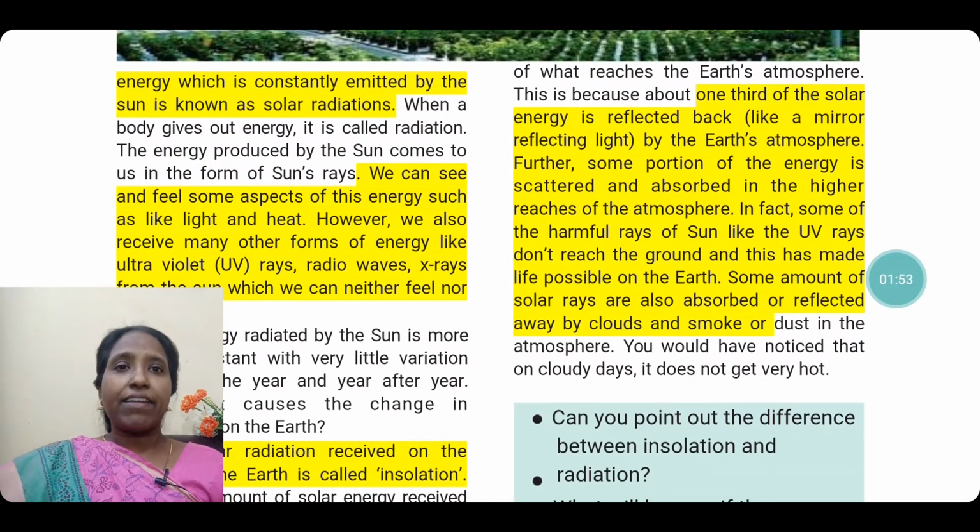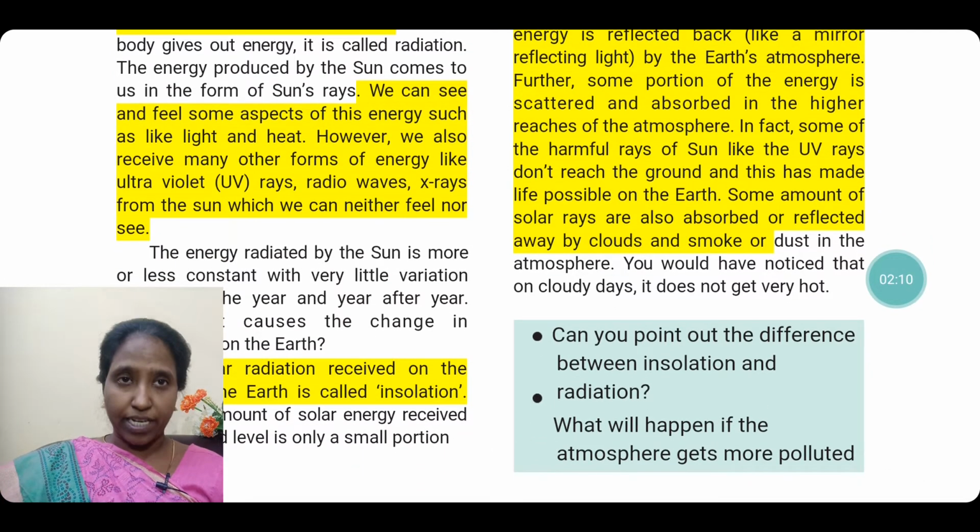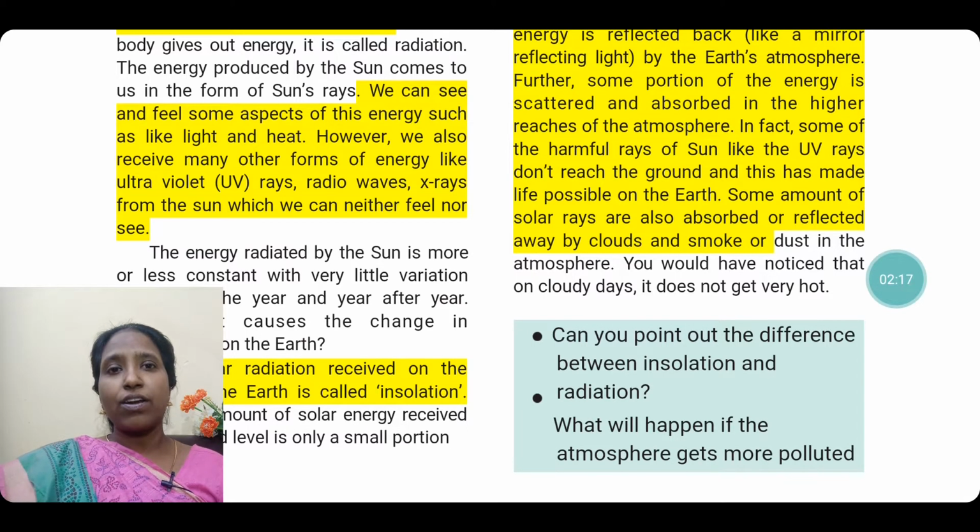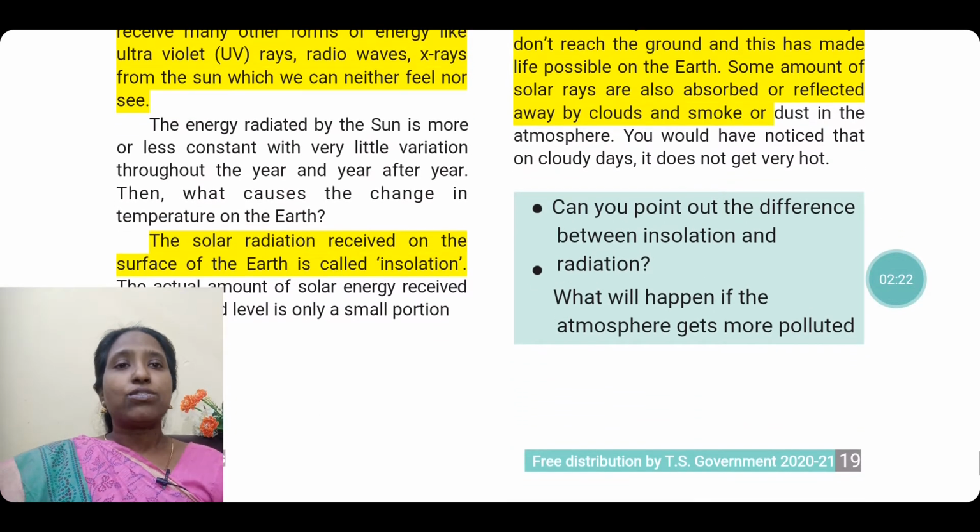We can see and feel some aspects of this energy. This energy means the solar radiation. We can feel certain aspects, certain characters of this solar radiation. That is, heat and light, we can feel them. But there are many other forms like ultraviolet rays, UV rays, radio waves, X-rays from the sun, which we can neither feel nor see because they are not in our range of looking at them. We cannot feel them. The solar radiation received on the surface of the earth is called insolation.